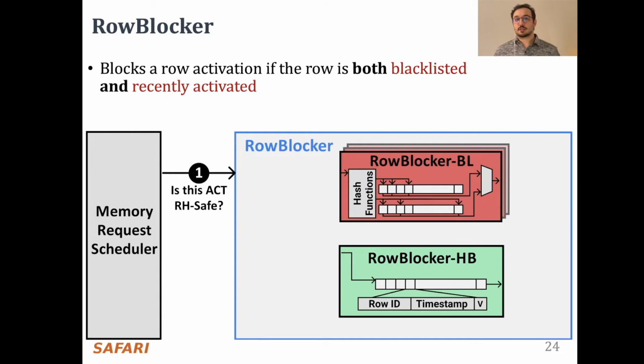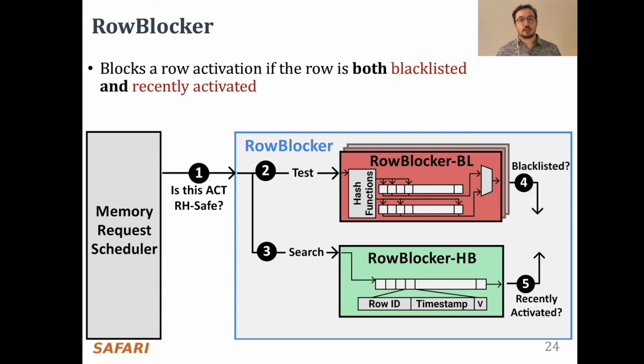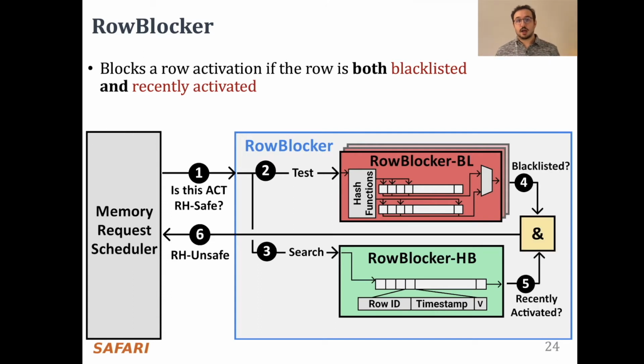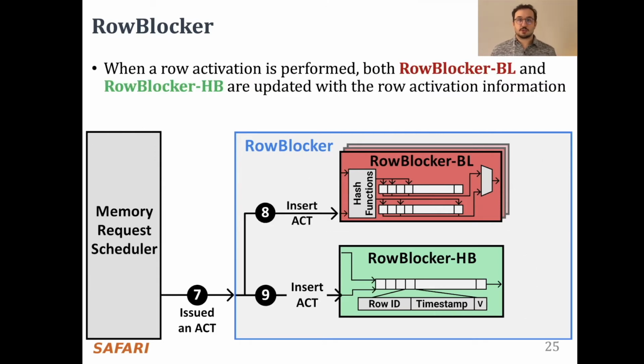First, the memory request scheduler pings row blocker with an "Is the row activation RowHammer safe?" query, before performing the row activation, of course. And row blocker simultaneously checks both components. If a row is blacklisted and recently activated, activating this row can be unsafe at this moment. Therefore, the row activation is blocked, and meanwhile, other requests in the request queue can be serviced. When the memory request scheduler issues a row activation, both components are updated with the row activation information.